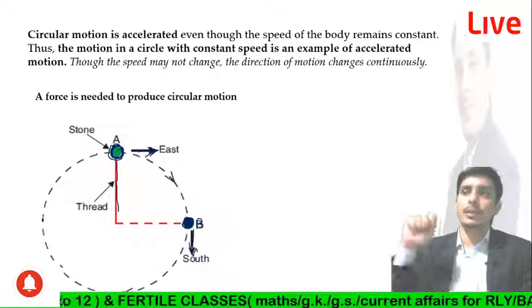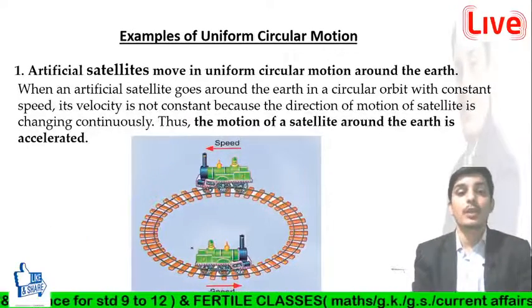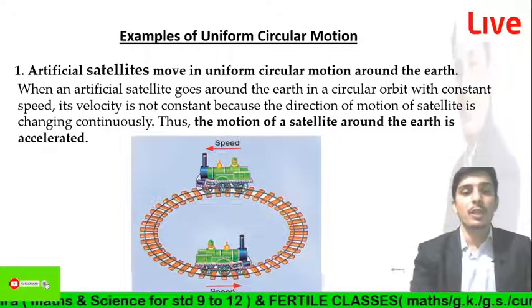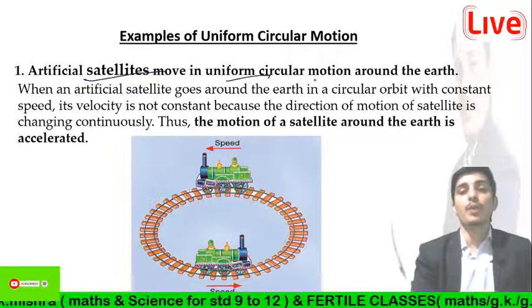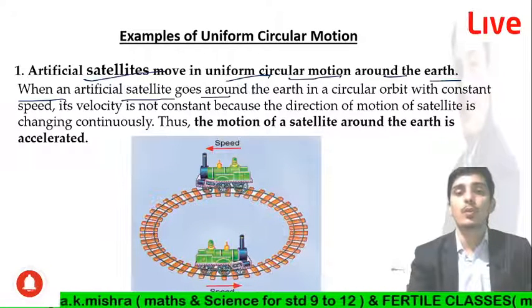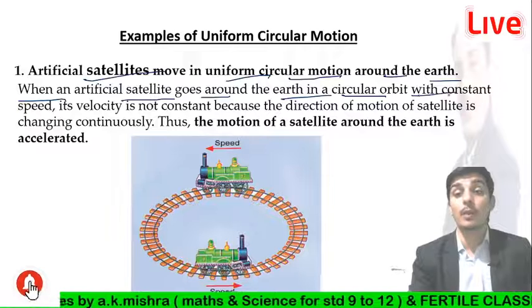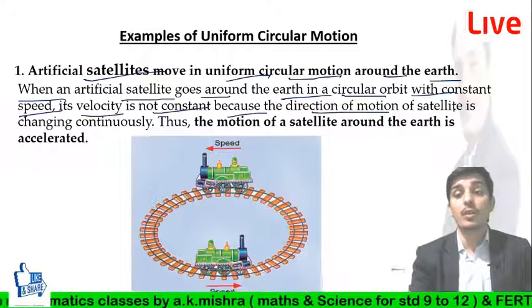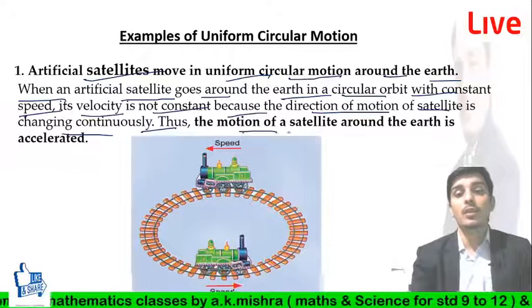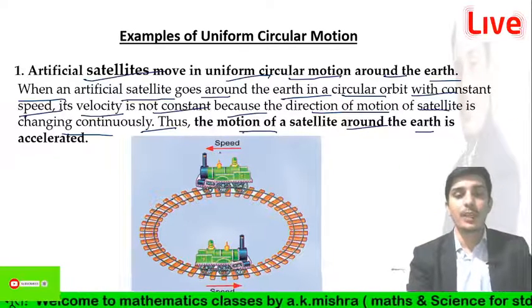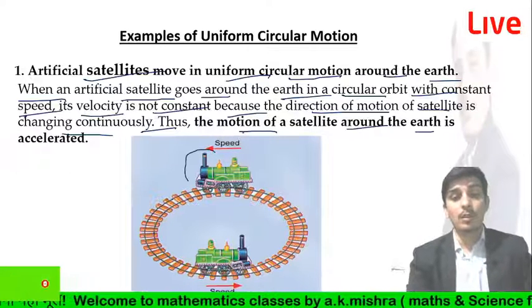We know that when we move a thread that is tied to something, you can understand better through all these examples, guys. So, an example of uniform circular motion: an artificial satellite moves in uniform circular motion around the earth. When an artificial satellite goes around the earth in a circular orbit with a constant speed, its velocity is not constant, because the direction of motion of the satellite is changing continuously, and the motion of the satellite around the earth is accelerated. You can understand through this example.